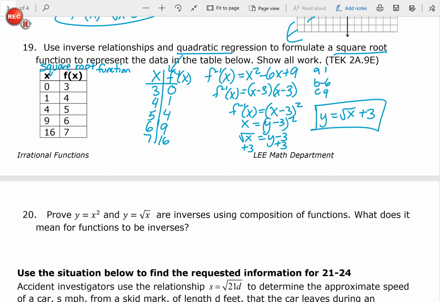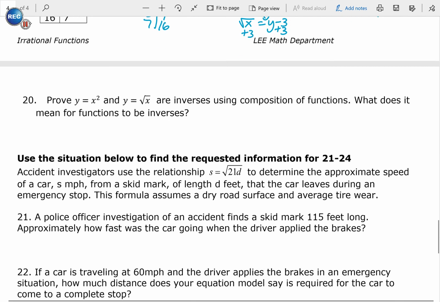Okay, I think this last one we can go ahead and take care of, and I'm going to put it on this video. Okay. Number 20, you can go ahead and skip, but basically when you're using a composition of functions, I'm going to go ahead and show you what that truly means.